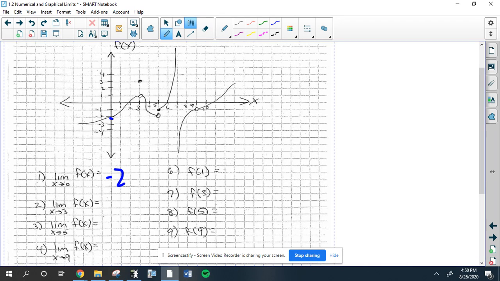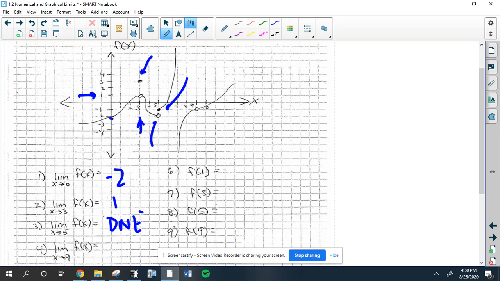The limit as x approaches 3. Here's 3. From the left and the right, they will match at 1. That point up there has nothing to do with it, so this would be +1. The limit as x approaches 5, you should see from the left, you're at -2. From the right, you're at -1. They do not match. This does not exist.